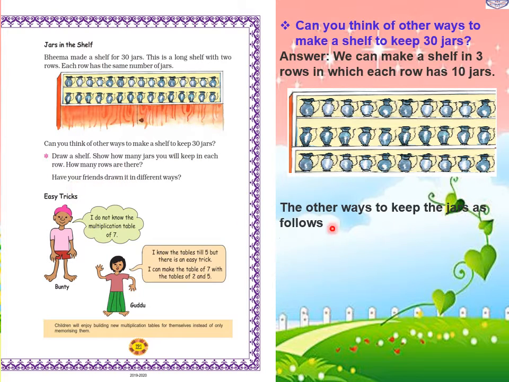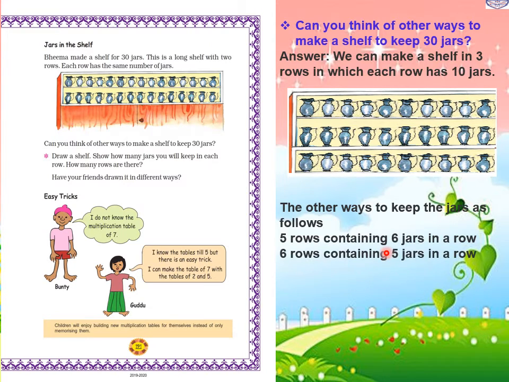So the other ways to keep the jars are as follows. Now, other ways: 5 rows containing 6 jars in a row. So we will make 5 rows like this, and we will keep 6 jars in each row. That means 5 sixes are 30.